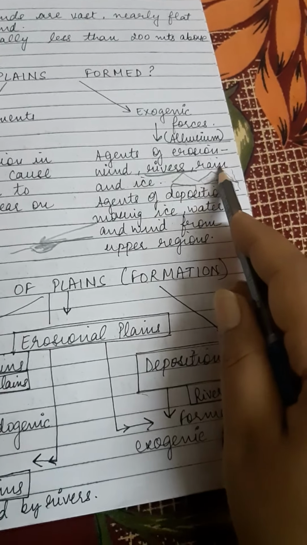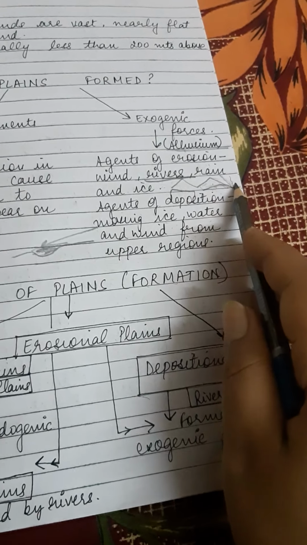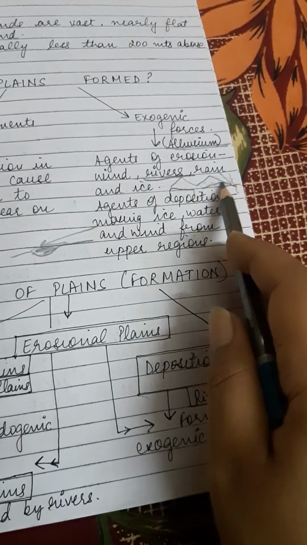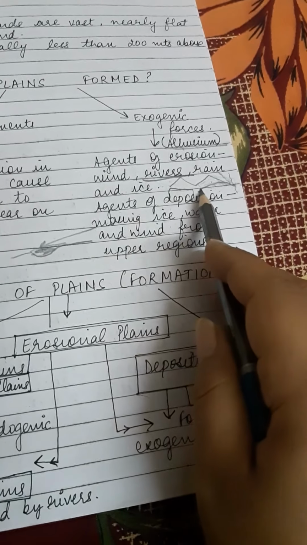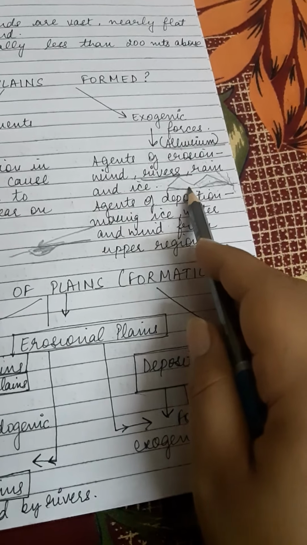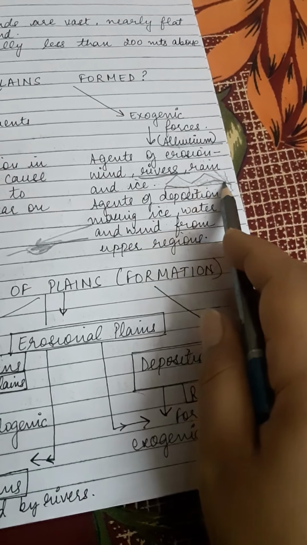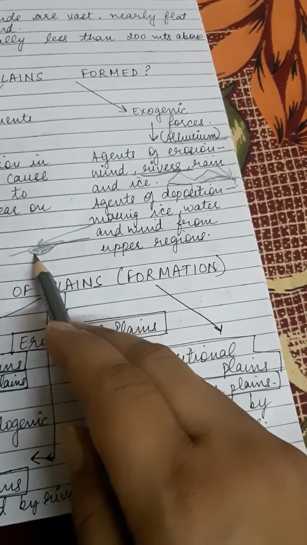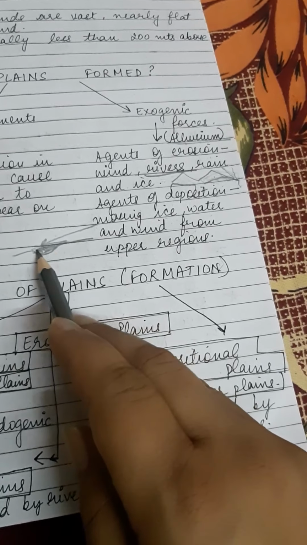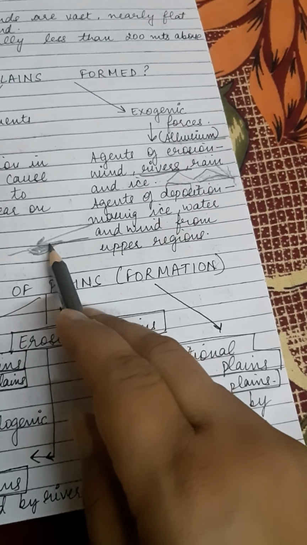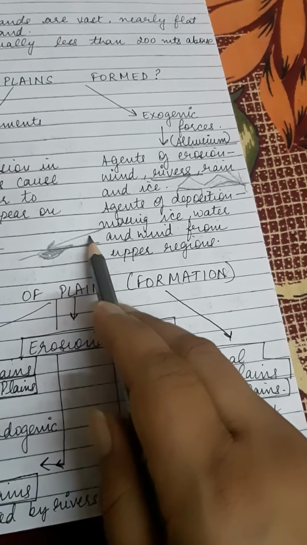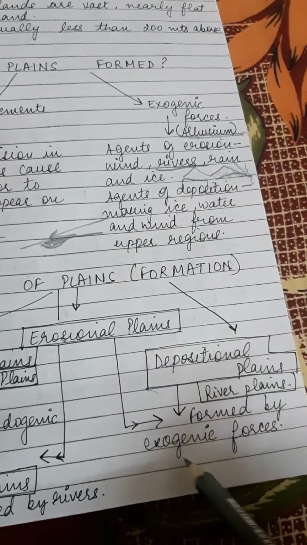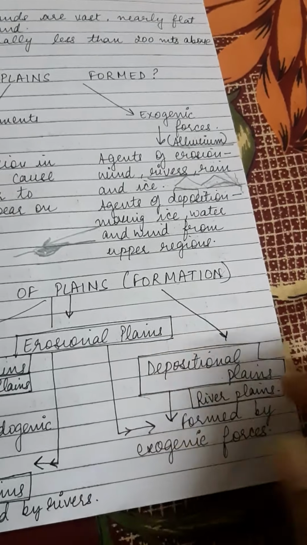Erosional plains means when the river brings down the sediments, with it the eroded material deposits here. So the mountain or plateau which gets eroded can form erosional plains, and the sediments which get deposited in the depressions and the places with lower level below the sea level, they are called depositional plains. They are basically formed by exogenic forces.